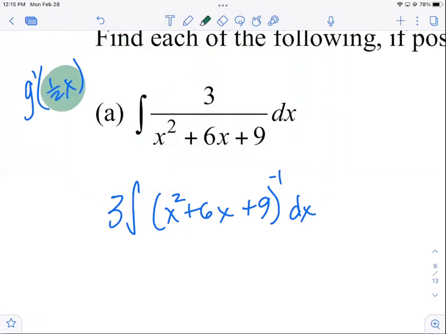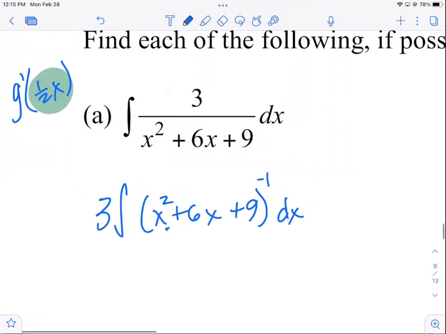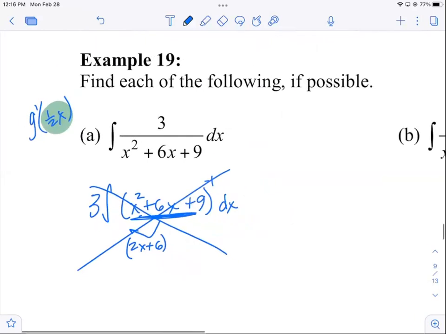Whenever we have an inside function, we always got to check what's the derivative of this. Well, it's 2x plus 6. Do we have a 2x plus 6 or 1x plus 3 or any multiple of that out front? No, we would need a multiple of 2x plus 6 out there, and we don't have it. So it's not going to be a natural log.